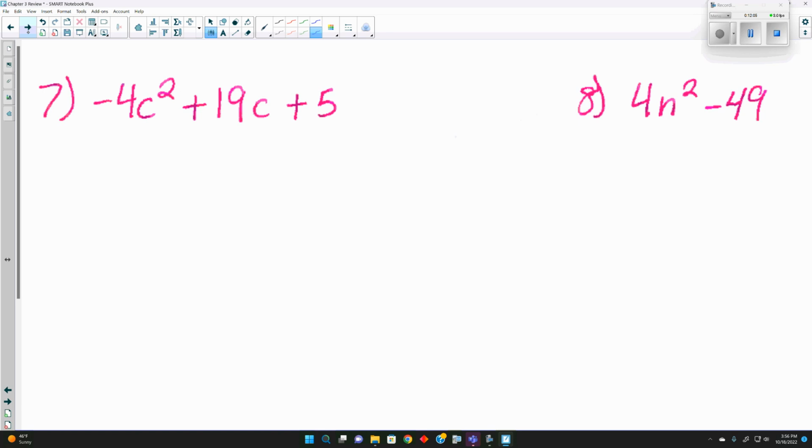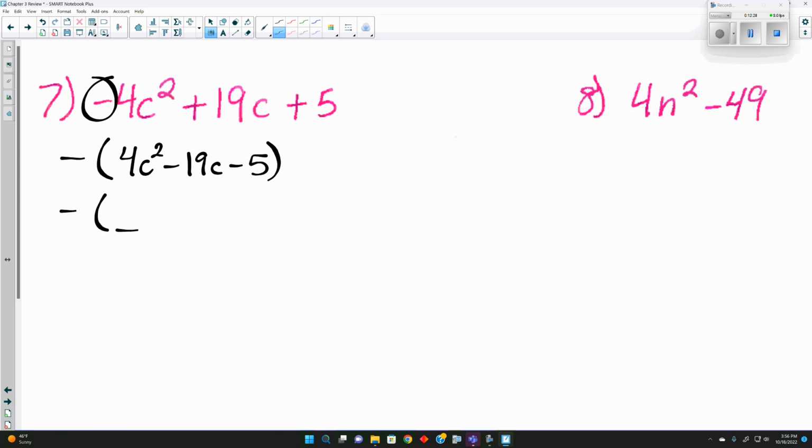Let's look at the next one. So if -4c squared plus 19c plus 5. Well, again, we don't have a greatest common factor, but we do have that negative, so we'll need to factor it out, which is going to change -4 into +4. It's going to change +19 into -19 and +5 into -5. And that was the only greatest common factor. Now we'll still have our two sets of parentheses with 3 spaces.